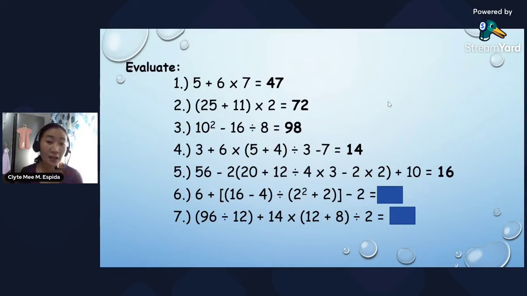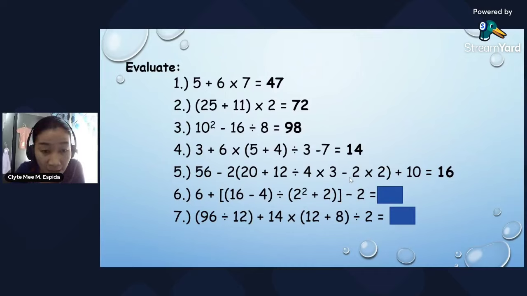So first, do what is inside the parenthesis. Then do it from left to right. So you have 12 divided by 4 is 3, times 3 is 9. Then you have here 2 times 2 is 4. So 9 minus 4, or 9 plus 20, that's 29, minus 4, 25. 56 minus 25 is 26.